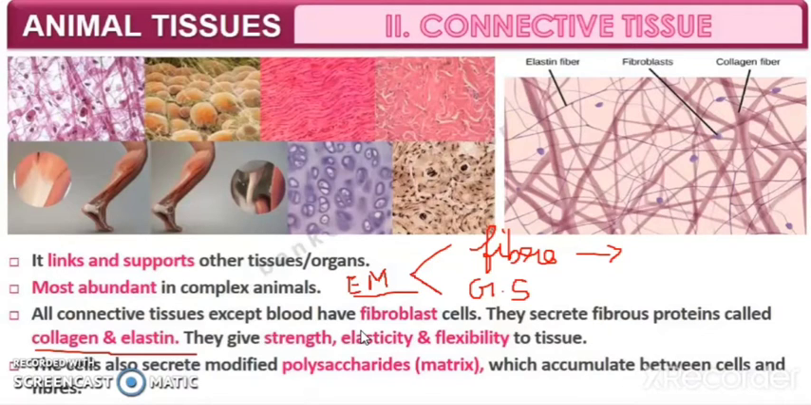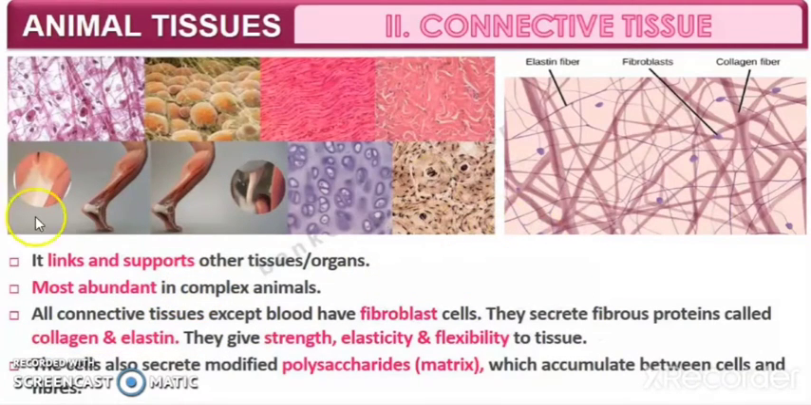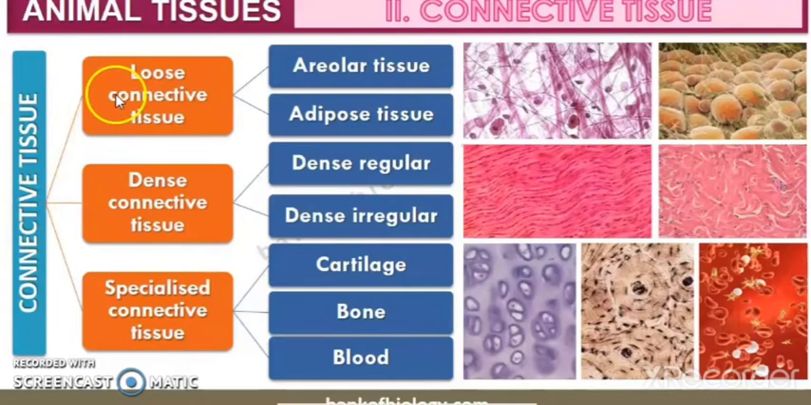Let us now learn about the connective tissue types. So connective tissues are classified into 3 types. How many types? It is classified into 3 types. One is loose connective tissue, the next one is dense connective tissue, and then specialized connective tissue, right? Let us learn about each of them in detail. See here, connective tissue is divided as loose connective tissue, dense connective tissue and specialized connective tissue.